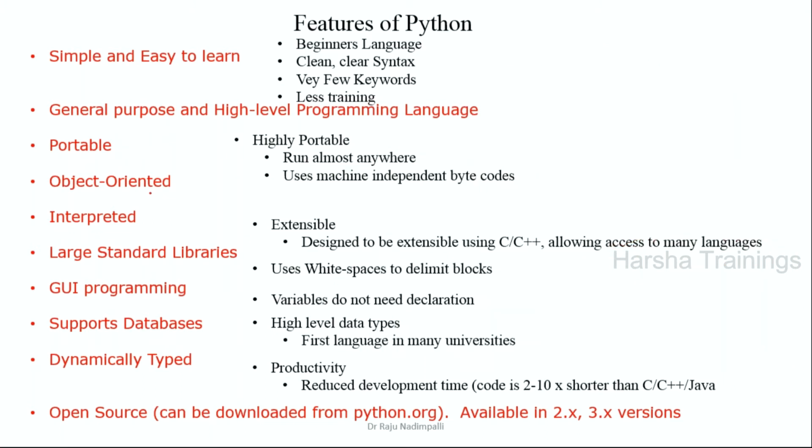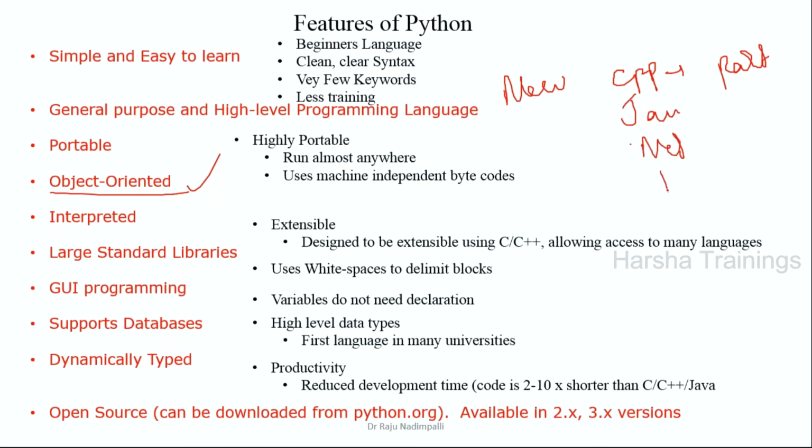Yes, sir. Please. Next one is object oriented. Nowadays, most of the new languages coming into the market consist of object oriented features. If you ask me which are the object oriented languages, C++ is only a partially object oriented language. Java, .NET and Python are fully object oriented languages. Python is also object oriented.